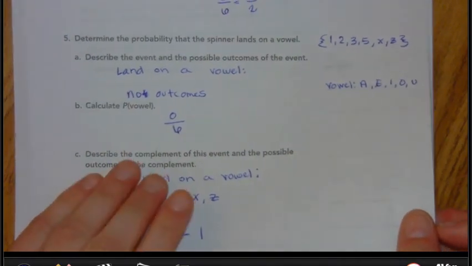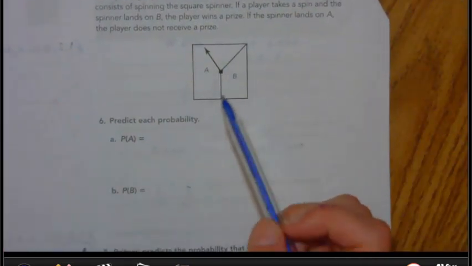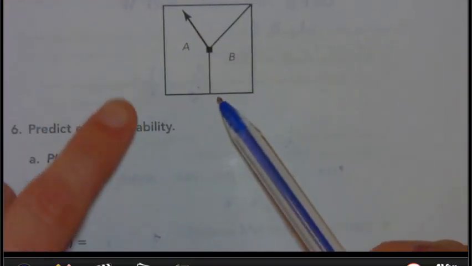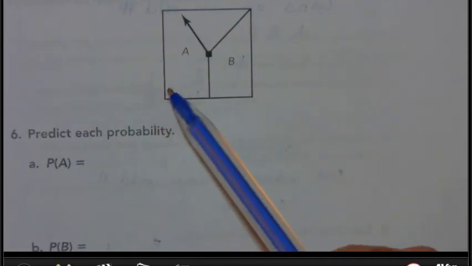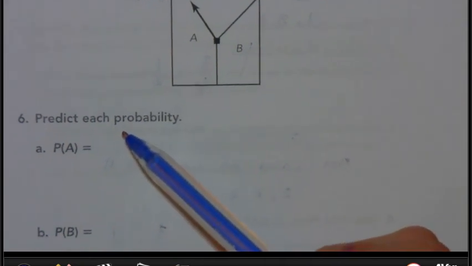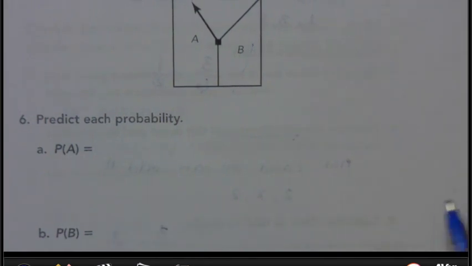All right. So many times you will also be given a spinner that kind of looks like this. And we're told that this square spinner here is a game, and that if we land on B, we win a prize. But if we land on A, we do not win a prize. Okay? I want to predict each probability of landing on A or landing on B. But I want to do this as fractions.